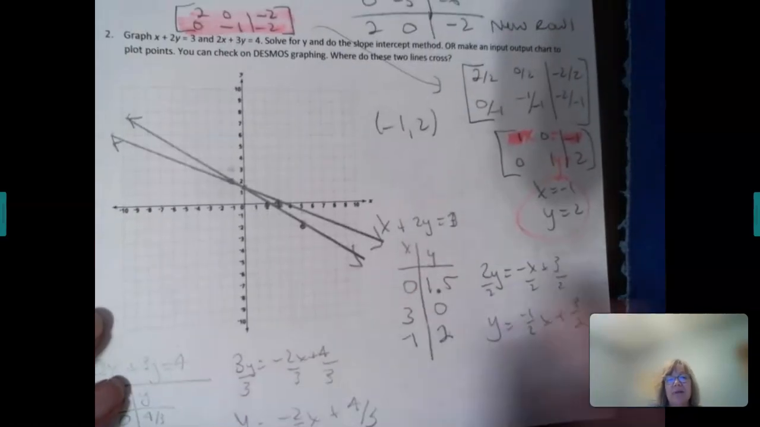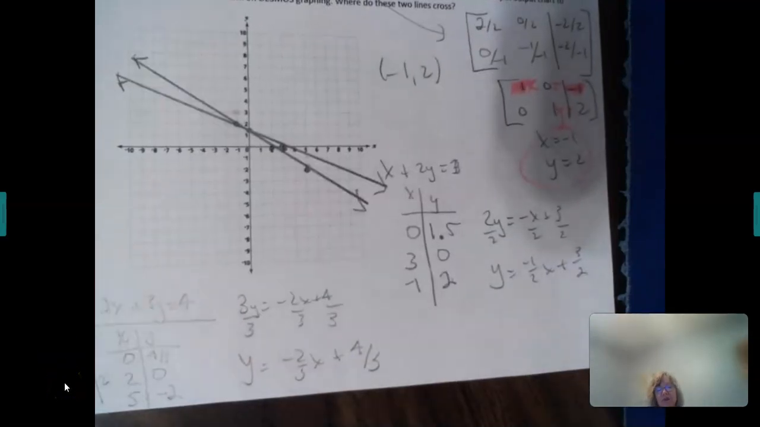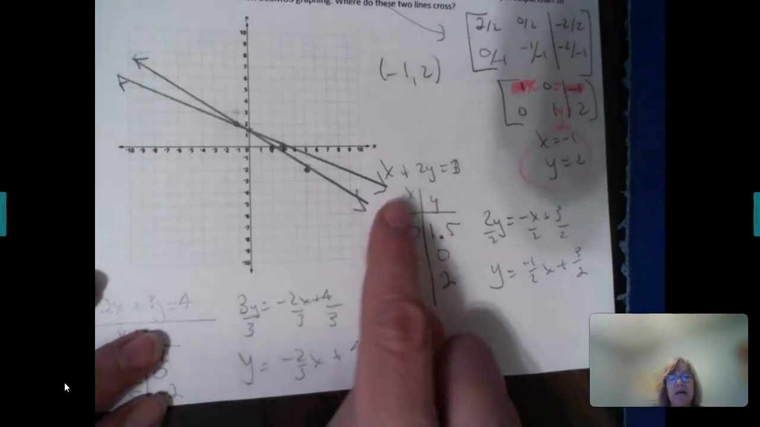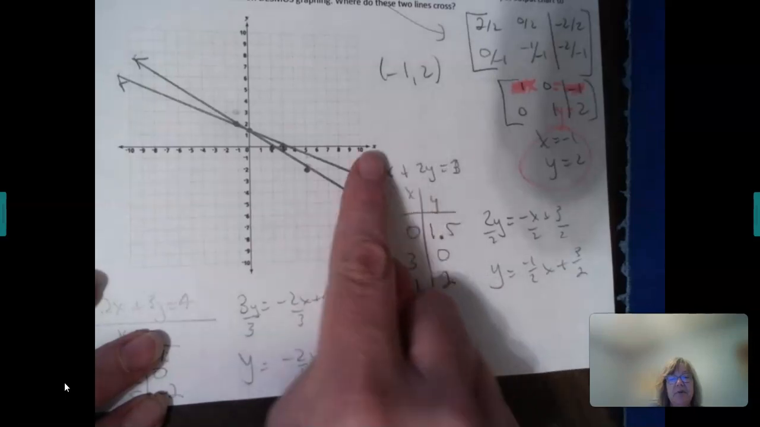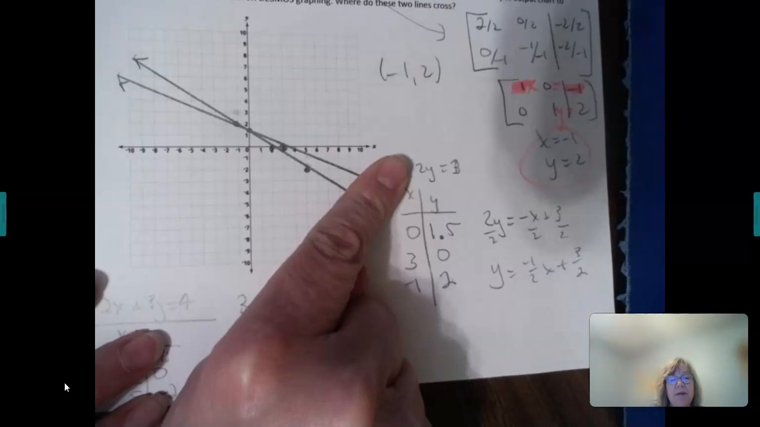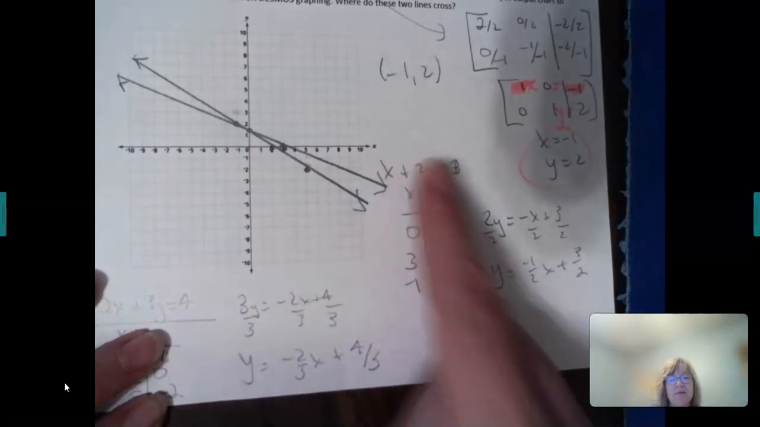All right, graphing. Solving for y is not super helpful on these because your y-intercept and slope are ugly. So instead, I like to sub in intercepts. So sub in 0 for x. See how if you divide by 2, you get 1.5. Sub in 0 for y. See how you get x equals 3.